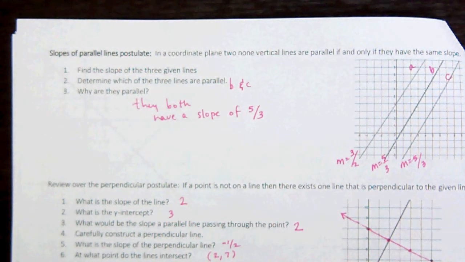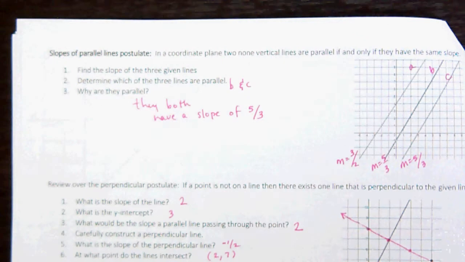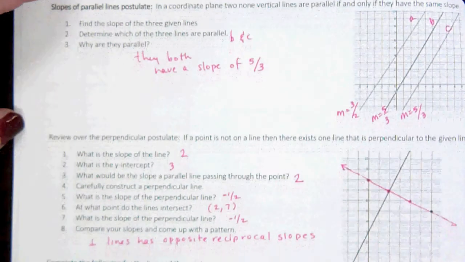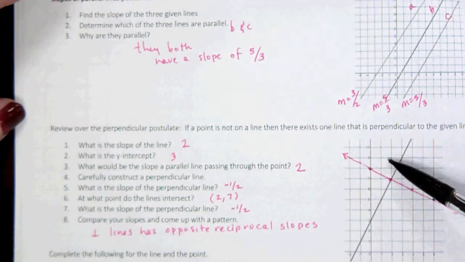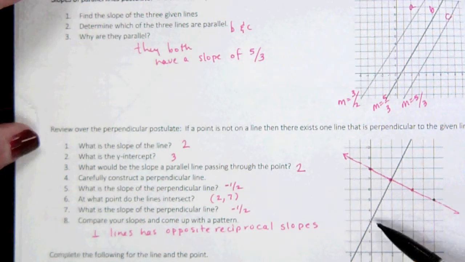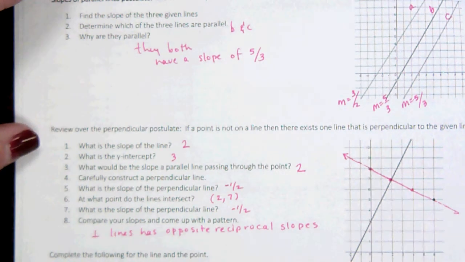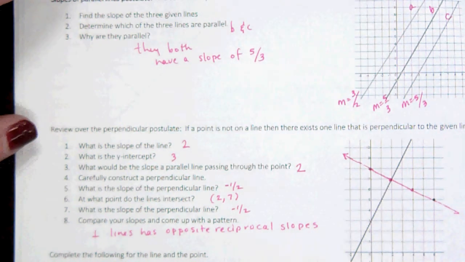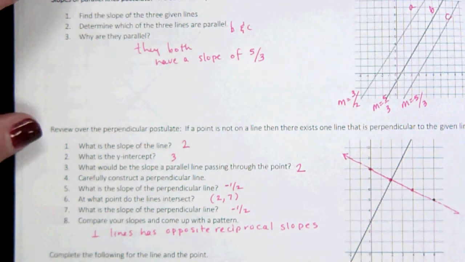Okay, perpendicular postulate, we talked about that, had it on our quiz. Through a point not on a line, there can only be one line drawn perpendicular to the given line. So looking first at the line that's already drawn for you, what is the slope? Up 2 over 1. I can see it, up 2 over 1. What's the y-intercept? Where does it cross the y-axis? Right there at 3. So if I want something parallel to that line, I would have to use a slope of 2.